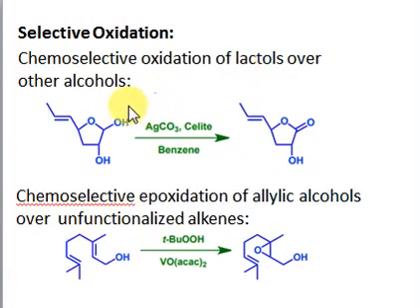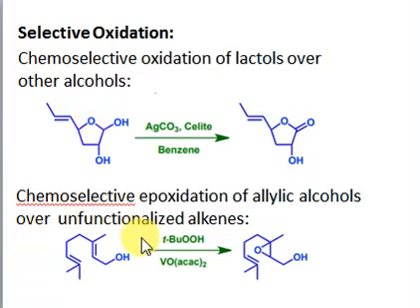So we have two hydroxyl groups, one is a simple alcohol while the other is a lactol, and you want to oxidize the lactol, right? If you want to oxidize a lactol, then the reagent is silver carbonate in presence of celite. This reagent will not affect any other functional group, it will just oxidize this lactol hydroxyl group.